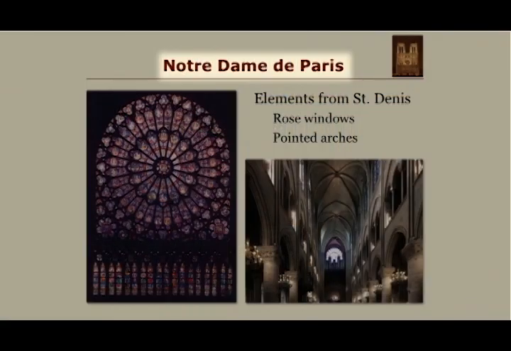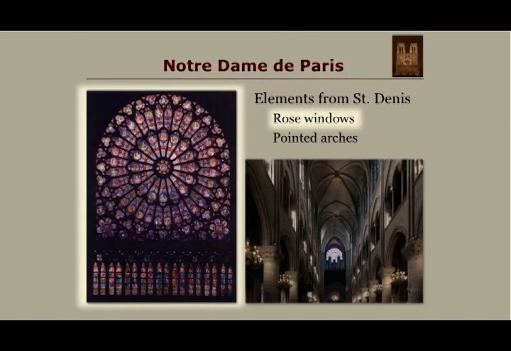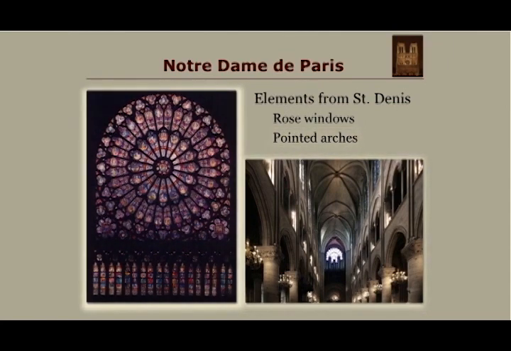There are certain elements of Notre Dame that obviously came from Saint-Denis. There are rose windows. In addition to that, there are the Gothic pointed arches. And you can see those in these pictures that we have, looking at one of the rose windows and then down the nave, showing the beautiful arches, and at the end of the nave, there is yet another rose window. So there's rose windows on either side of the transept and a rose window at the far end of the nave.